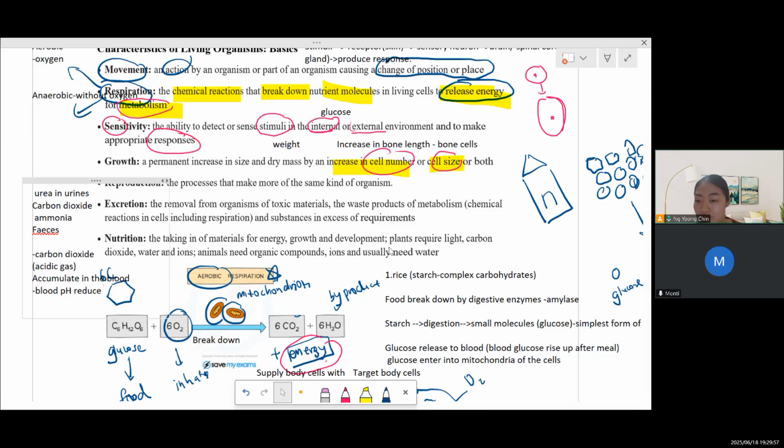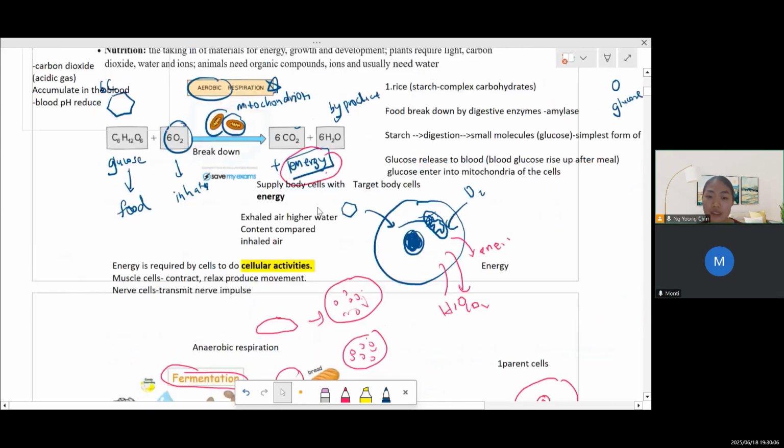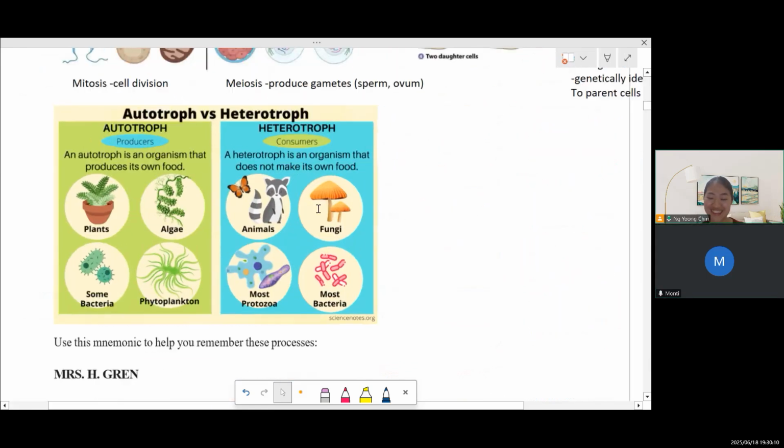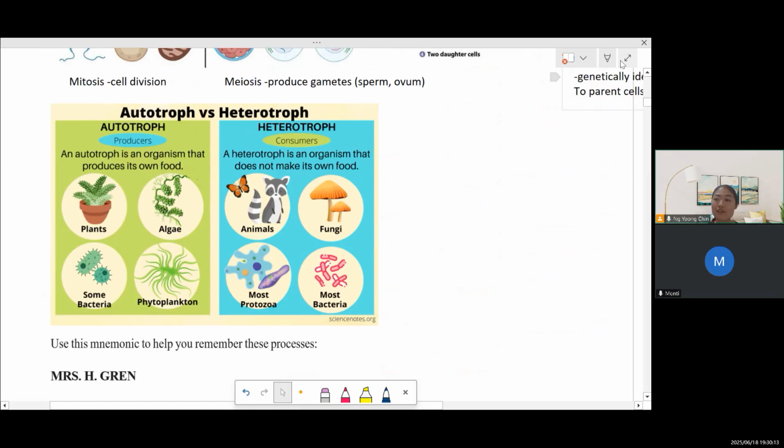Respiration? Plants are different from animals. Oh, they do photosynthesis. Very good. They do the photosynthesis. Yeah, correct. Okay, you can have a look at this table.